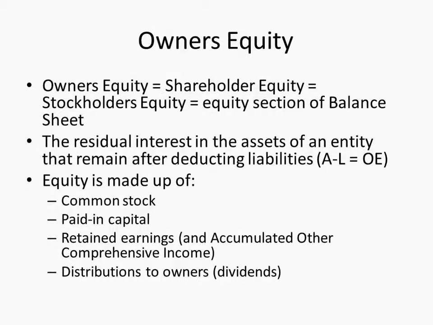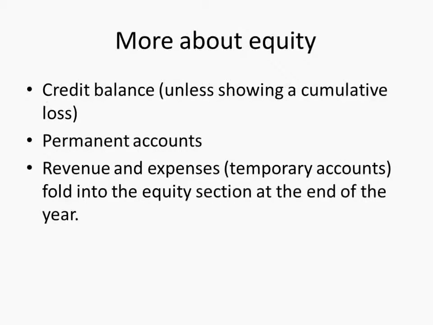All right, so more about equity. Equity accounts should normally have a credit balance, just like liabilities, except if you have losses. If you post a net loss to retained earnings, and over time, cumulatively, you have a net loss in retained earnings, then it will have a debit balance, not a credit balance. So most of the time you would hope that your equity accounts have a credit balance, but that's not always the case. Sometimes they show negative, which means they have a debit balance.